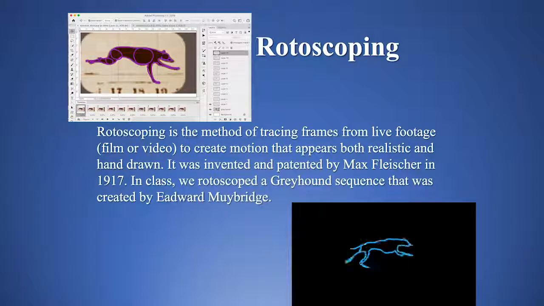And rotoscoping is the method of tracing frames from live footage, film, or video to create motion that appears both realistic and hand-drawn. It was invented and patented by Max Fleischer in 1917. In class, we rotoscoped a greyhound sequence that was created by Edward Muybridge.